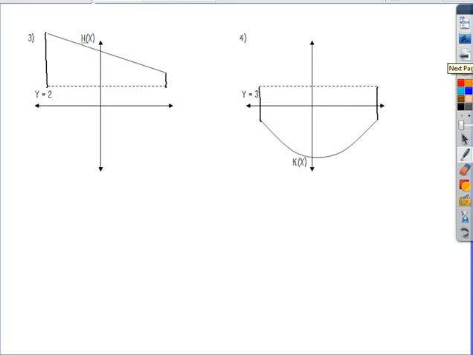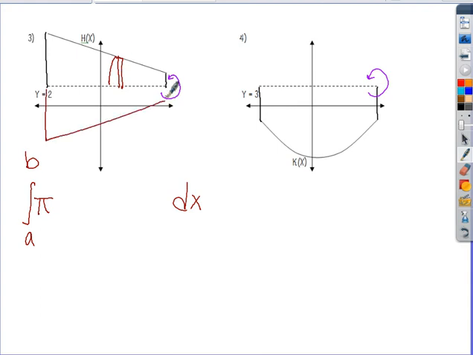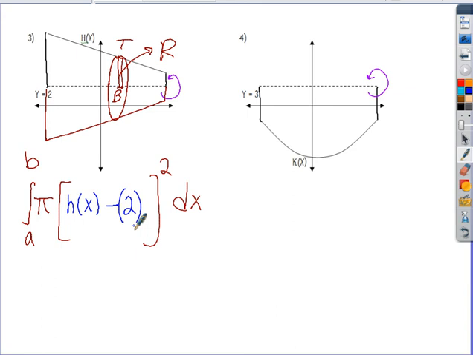Number 3. So rotation is about this line. Rotation is about the line y equal to 3. All right, so this is a dx problem. I'm rotating, which means that here's my circle. Oh, wondering what it looks like. There we go. There's my circle, my representative radius, top, bottom. All right, so here's the radius squared. My top function is h of x. My bottom function, 2.